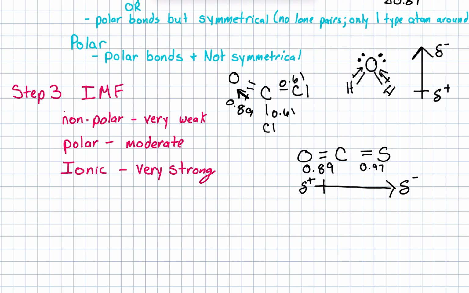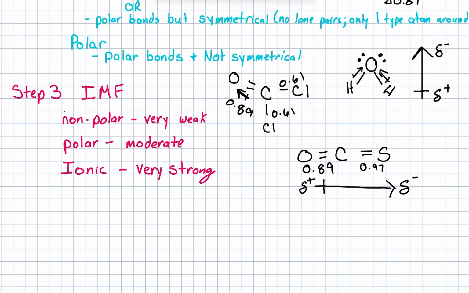Polar molecules have a moderate attraction. It's not nearly as strong as our ionic. Our ionic is our strongest, but because polar molecules have those partial negatives and partial positives, the partial positives of one molecule will be attracted to the partial negative of the other molecule. And so they are held together a little bit more tightly than our nonpolar, but not as much as our ionic. And so by looking at these, now we can talk about the properties.